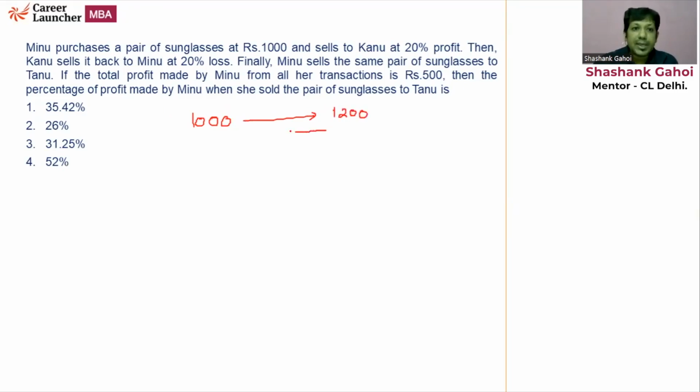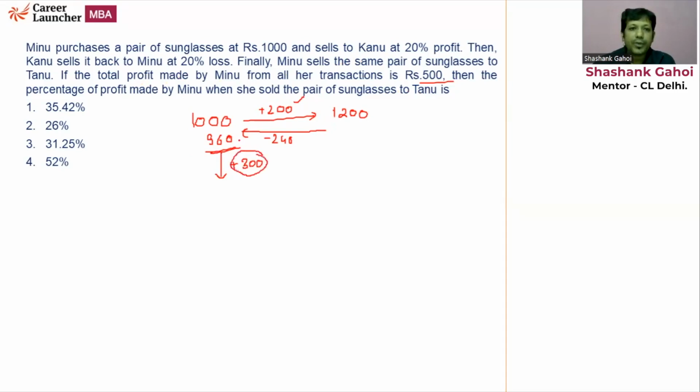Then Kanu is selling at 20% loss. So 20% of this is going to be 240. It means Minu is again buying it at 960. Now the question is saying that the total profit made by Minu is 500. So it means she already earned 200 here. So in the next transaction, she is going to get 300 rupees profit.